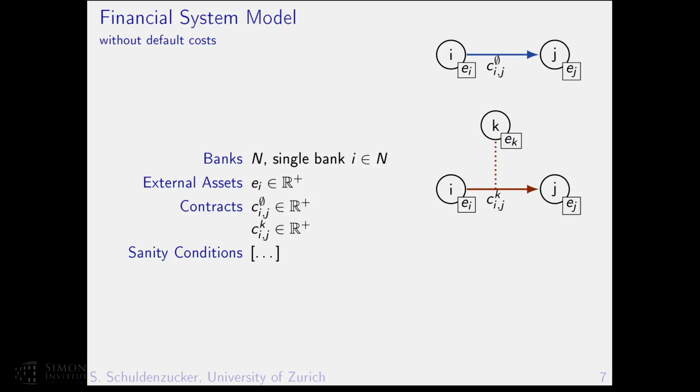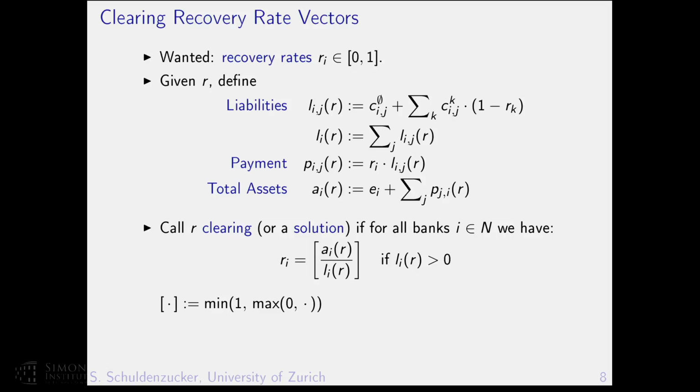And then we assume some further sanity conditions, so we don't accept all the combinations of these numbers, but we have some conditions that make these networks realistic. I don't want to go too much into detail. Right, now what we are looking for are recovery rates. Remember, the recovery rate of some bank I is the percentage of liabilities bank I is able to pay.